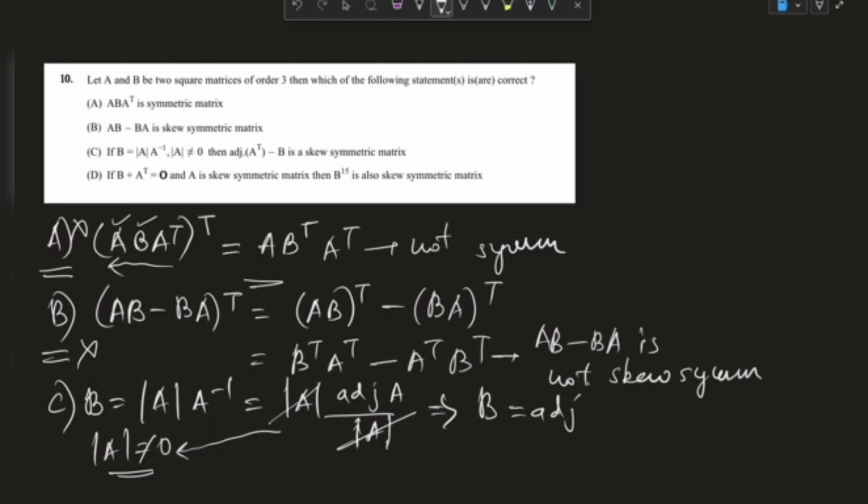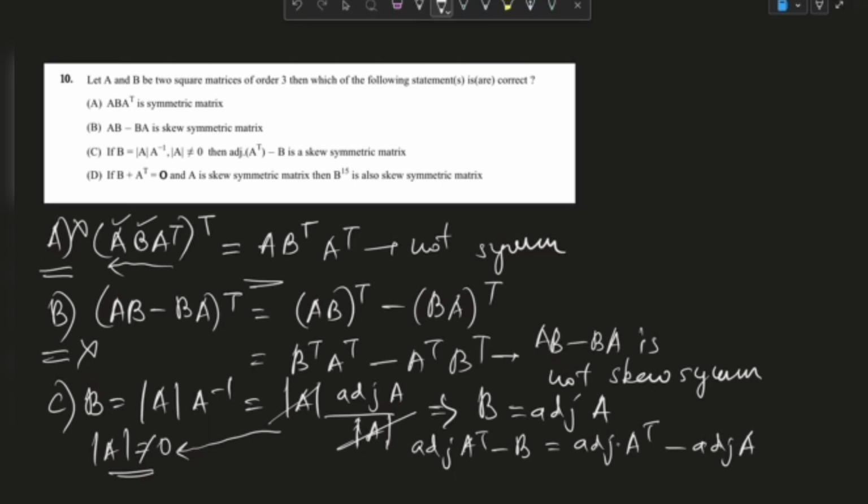Now we have to check whether adjoint of A transpose minus B is skew symmetric. So adjoint of A transpose minus B is basically adjoint of A transpose minus, we can write B as adjoint of A.